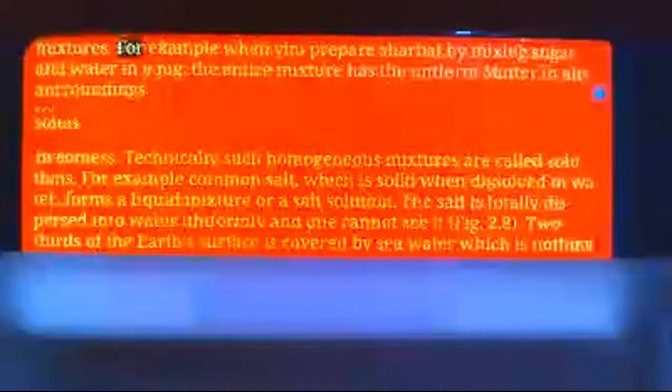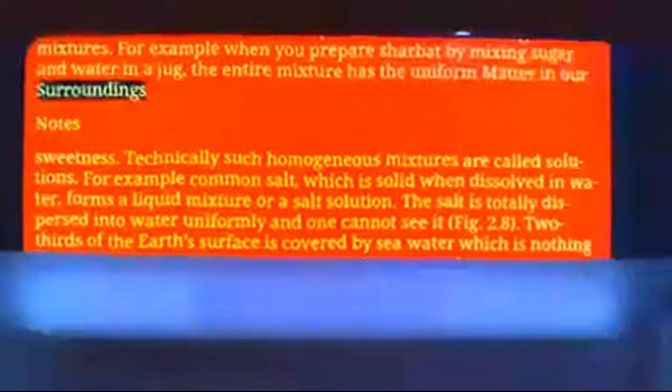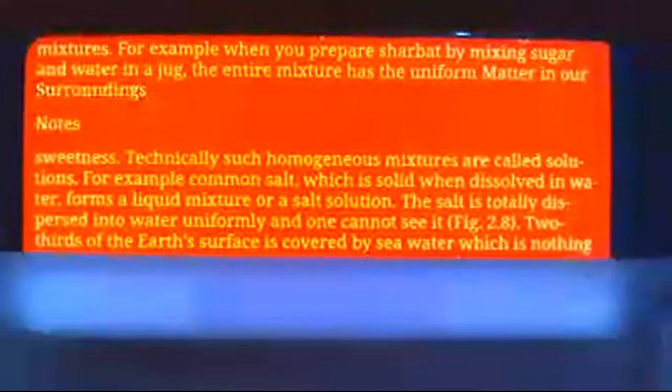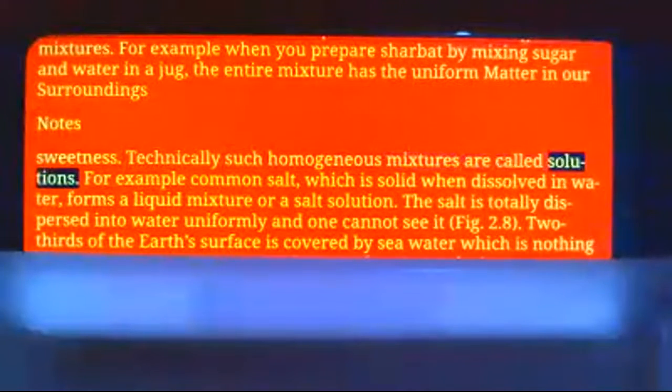For example, when you prepare sherbet by mixing sugar and water in a jug, the entire mixture has uniform sweetness. Technically, such homogeneous mixtures are called solutions. For example, common salt, which is solid, when dissolved in water forms a liquid mixture or a salt solution. The salt is totally dispersed into water uniformly and one cannot see it.